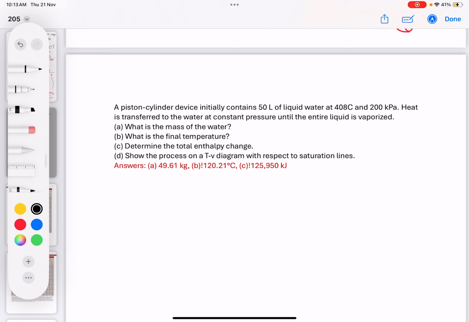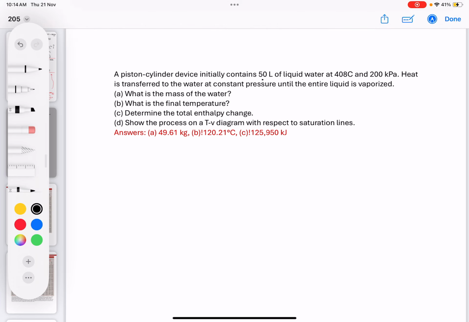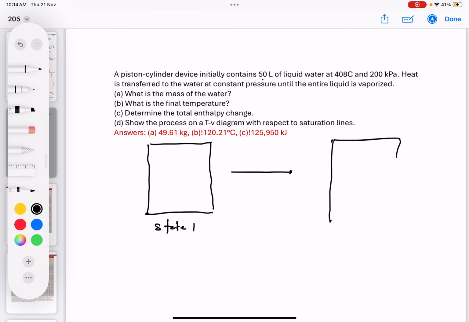Let me think first. Okay, I already got it. So this one, first, I have a state 1, and then I'm going to have state number 2. For state number 2 here, I will say that until the entire liquid is vaporized, so it's going to be saturated vapor here. And then here is going to be saturated liquid.